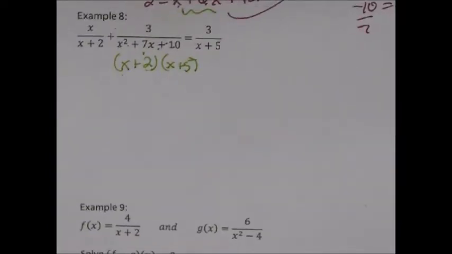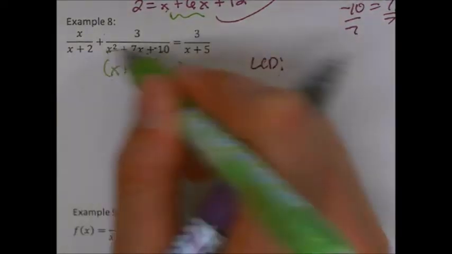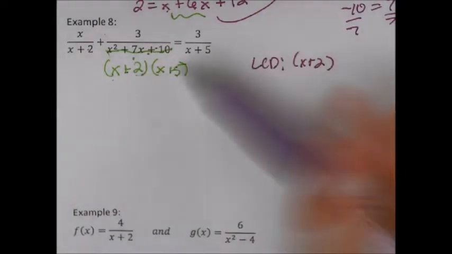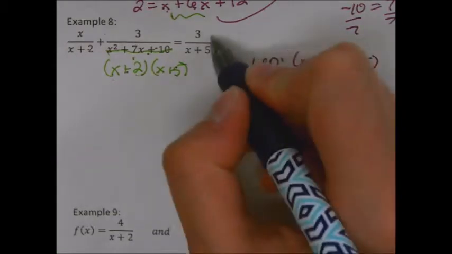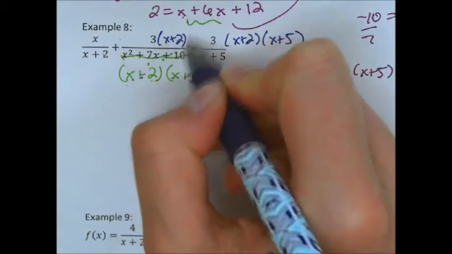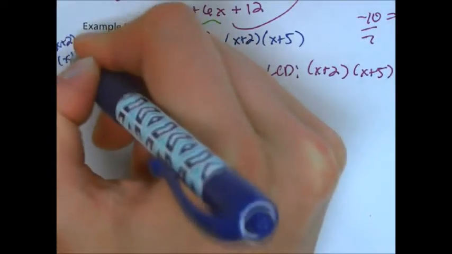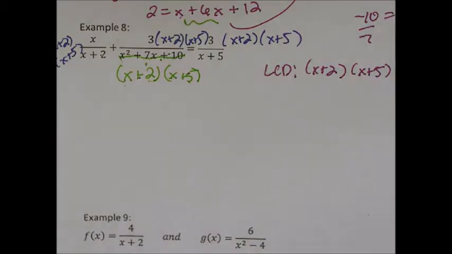We're not a proportion because we have 2 fractions on the left, so we need a least common denominator. I need an x plus 2. I have an x plus 2. I need an x plus 5. And I have an x plus 5. So we're going to multiply that by every single fraction, x plus 2, x plus 5. And go ahead and pause the video so the students can have time to try and work through the rest.